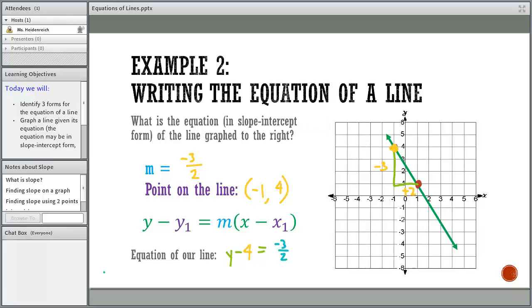And then it says to write a parenthesis and an x and a minus sign. And then I put my x1, which is the coordinate negative 1. And notice that it says x minus negative 1, and that's because I'm following the formula. So my final way of writing this equation in point slope form is y minus 4 equals negative 3/2 times the quantity x plus 1, because a minus minus turns into a positive.